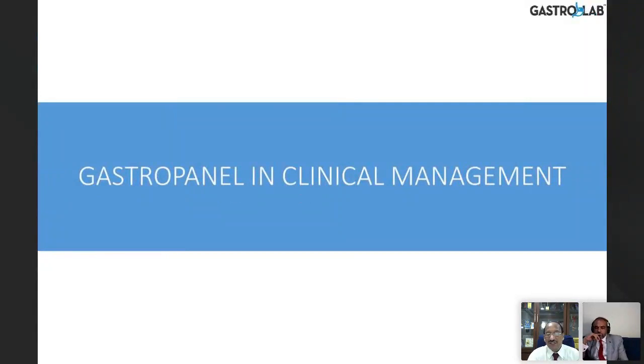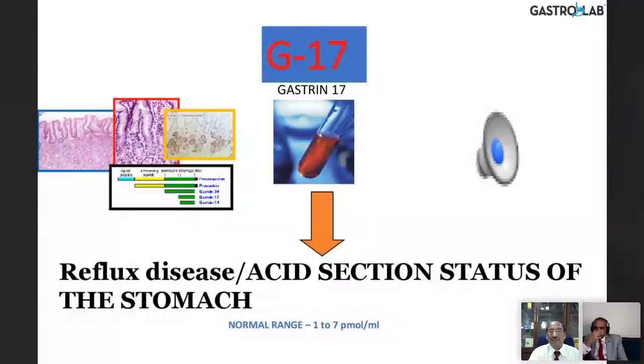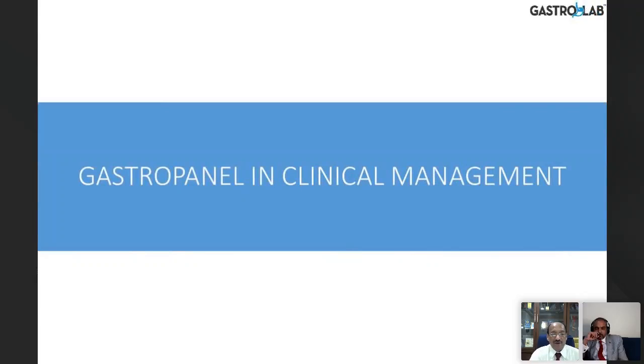So the low G17 causes relaxation of the lower esophageal sphincter, and acid can surge upwards into the esophagus. That has been well proven in studies. The normal range is between 1 and 7 picomole per ml. So it's a very, very negligible level you can detect in the blood.